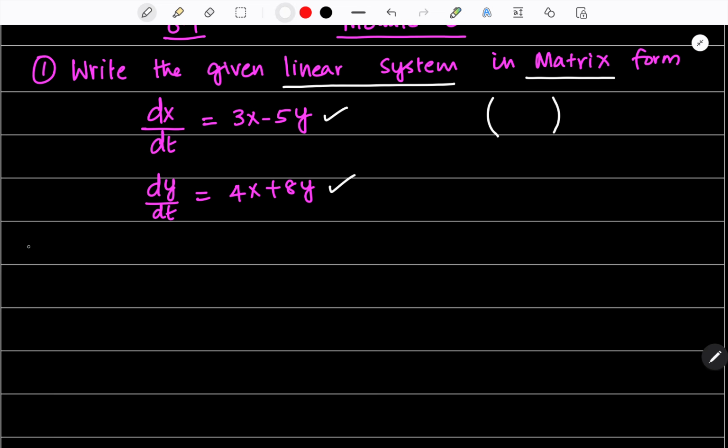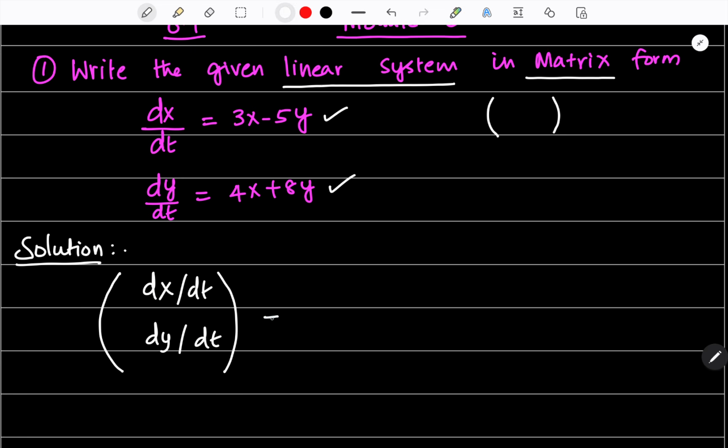So what you need to do, the solution. On the left hand side, you open a matrix. Here dx by dt is there and here dy by dt is there. Just write equal, and after that you write the 2 by 2 matrix. So this is 3, and then you write 5, minus 5, then you write 4, then you write 8.